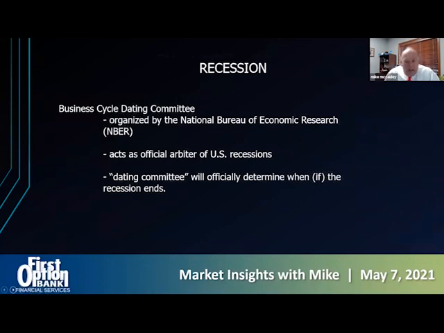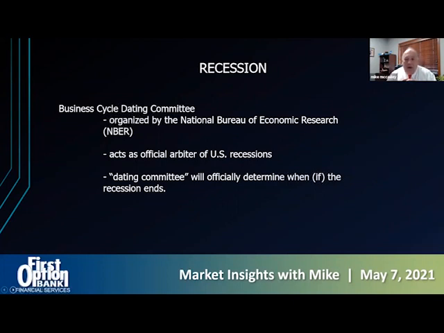So let's talk about the recession for a second. There's a group called the Business Cycle Dating Committee. Inside that group, it's the National Bureau of Economic Research, NBER. They're the ones that are the official arbiter of recessions. They determine when they started, when they ended. And as I've said before in economics, what economists tend to do generally is they can tell you why something happened. They can't tell you why it's happening usually, but they can always look back and tell you why it's going to happen. So the dating committee still has not officially determined that we're out of a recession, although the consensus is we probably are.